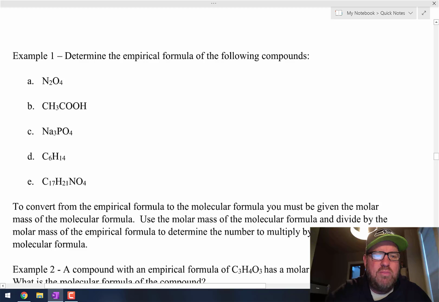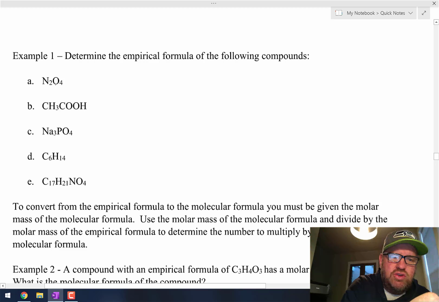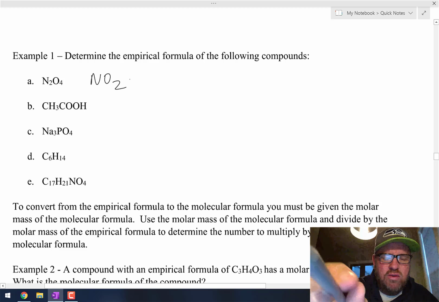So example number 1 here says determine the empirical formula of the following compound. So here's where you might want to pause the video and give this a try yourself. See if you can do this, and then come back to the video and make sure that your answers are the same as mine. So on letter A here, we've got N2O4, so that's 2 N's and 4 O's, so I can divide that by 2. That would give me an empirical formula of NO2.